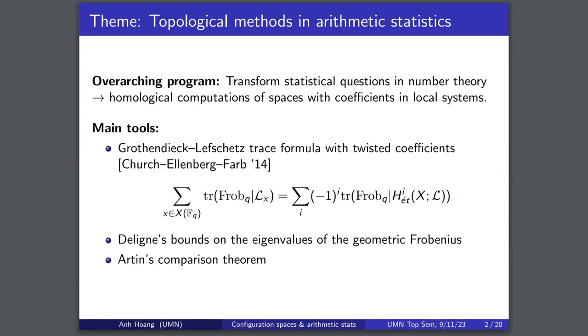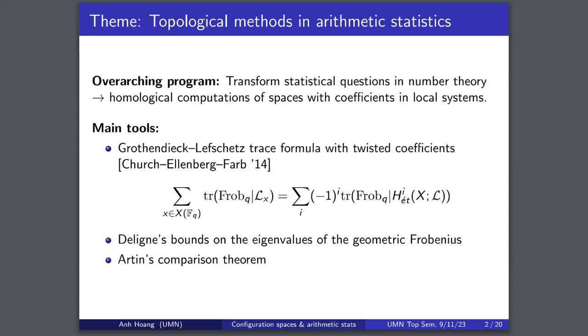The first one is the Grothendieck-Lefschetz trace formula with twisted coefficients. The best introduction for me is from a paper of Church-Ellenberg-Farb in '14. The basic idea is that it gives a tool to translate counting functions into looking at homological, in particular, étale cohomology of spaces.